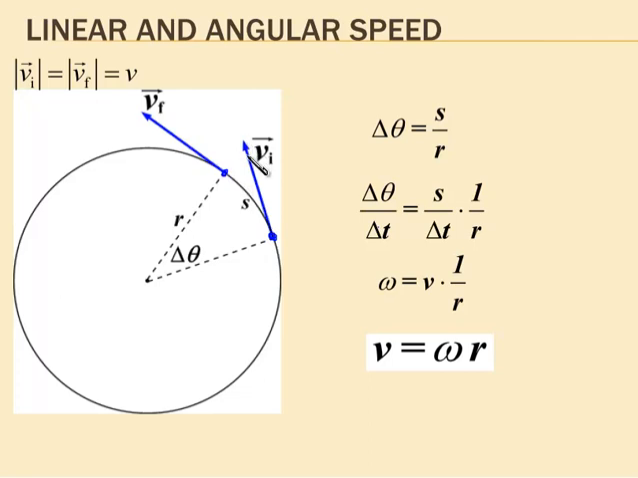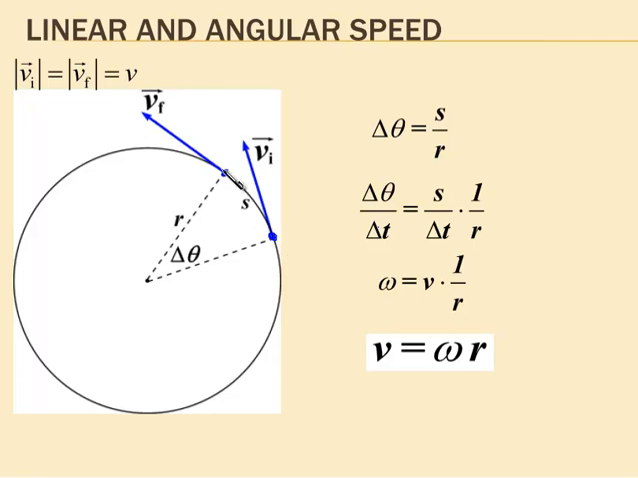This vector, the velocity of this particle, is tangent to the circle at all times. That means it's going to be perpendicular to a line drawn from the center. In other words, the velocity is always perpendicular to the radius. Since it's uniform circular motion, the magnitudes of these vectors are equal. So that's what we have here. And we'll say then that the magnitude of this velocity is simply v.